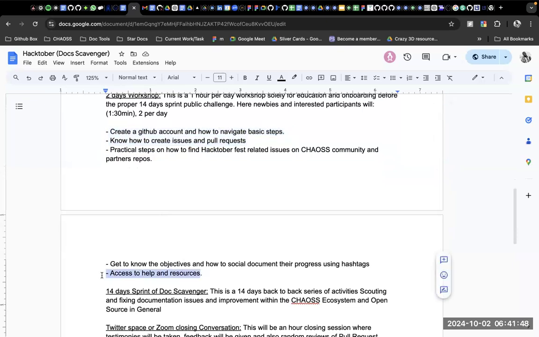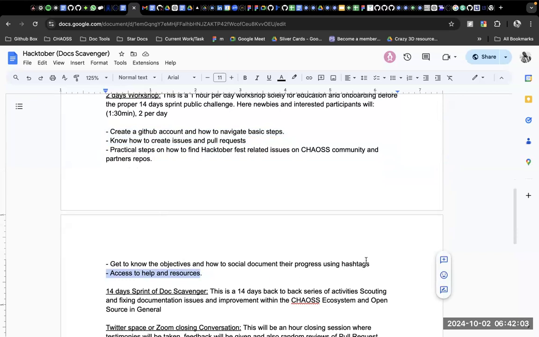Access to resources and help. Basically, the things that they should look out for in a perfect document. What makes up a perfect document? One person will be able to take up that mantle.